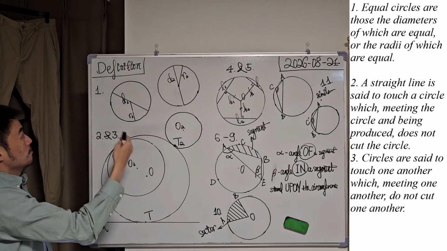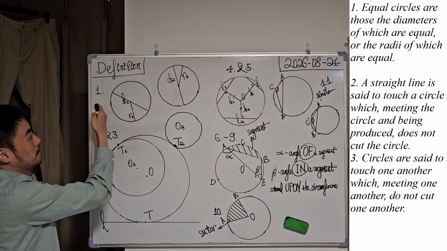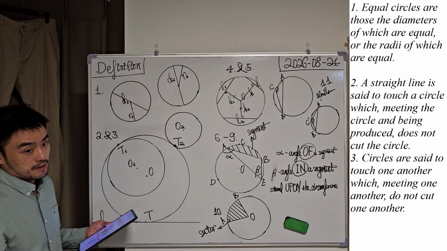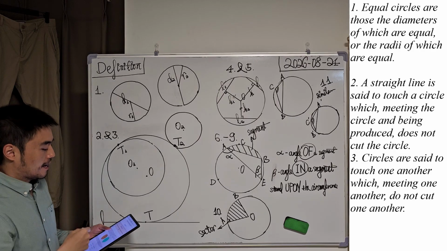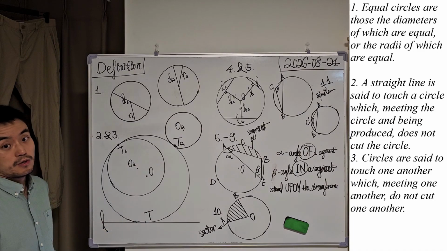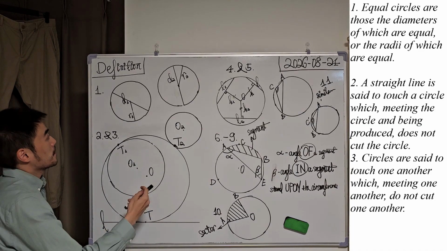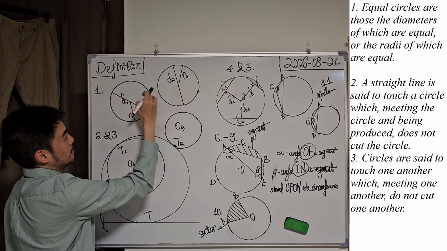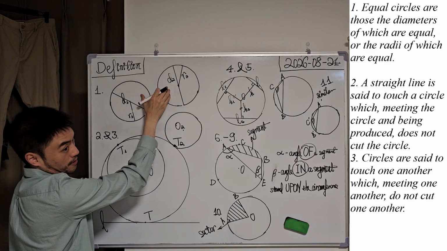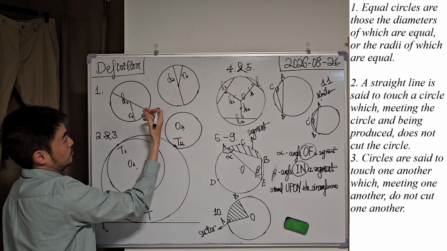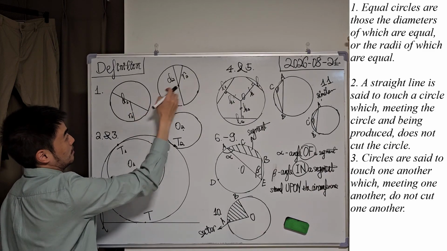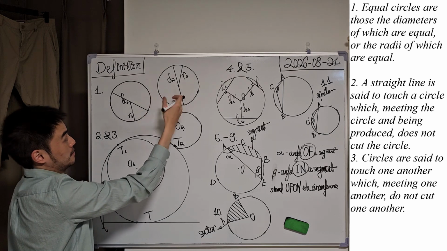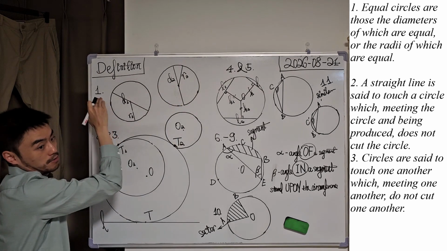Okay, so first of all, let's talk about definition 1 from book 3. So this definition talks about equal circles. Equal circles are those whose diameters are equal or whose radii are equal. For example, we have two circles, and let's say these two diameters d1 and d2 are equal, then these two circles are equal. Or let's say those two radii are equal, say r1 is equal to r2, and then these two circles are defined as equal circles. Okay, so that's definition 1.